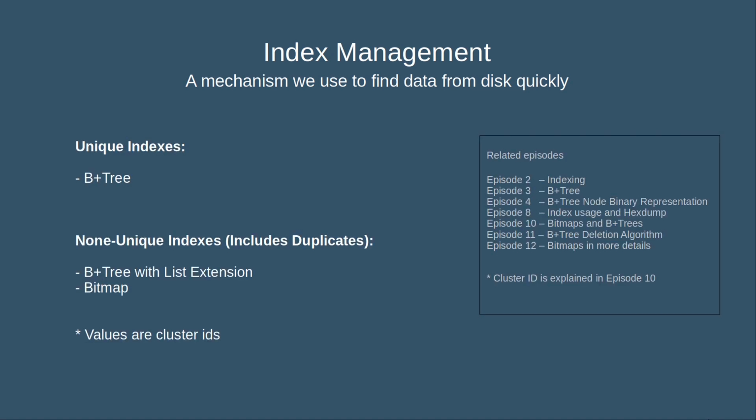For unique indexes, we use B+ trees. It's a balanced tree, which also maintains the order of the keys. And for non-unique indexes, where duplicate values are allowed, we have two options: B+ tree combination with lists and bitmaps. The values in all cases are cluster IDs, which is explained in episode 10. Also, you can see related episodes to each of these topics in the box at the right side.